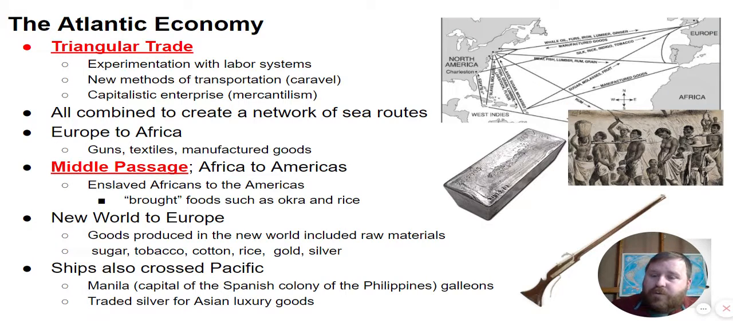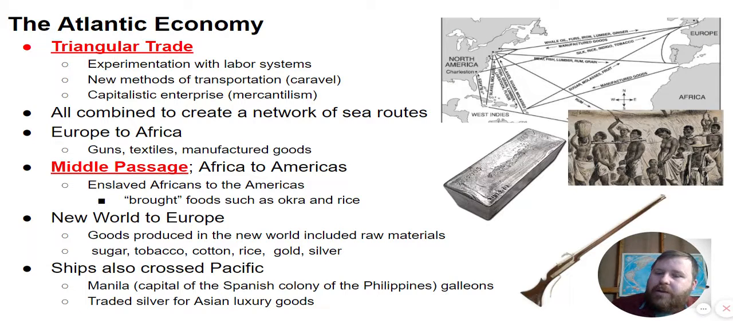And then from the New World to Europe, goods produced in the New World included raw materials. So it's basically raw materials being sent from the New World to Europe, and then in Europe they're made into manufactured goods and then sent either back to the colonies in the Americas or to Africa.